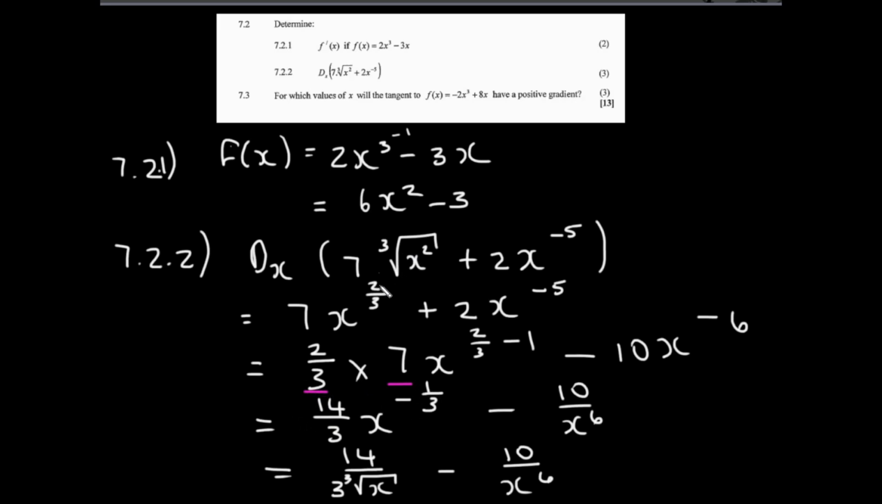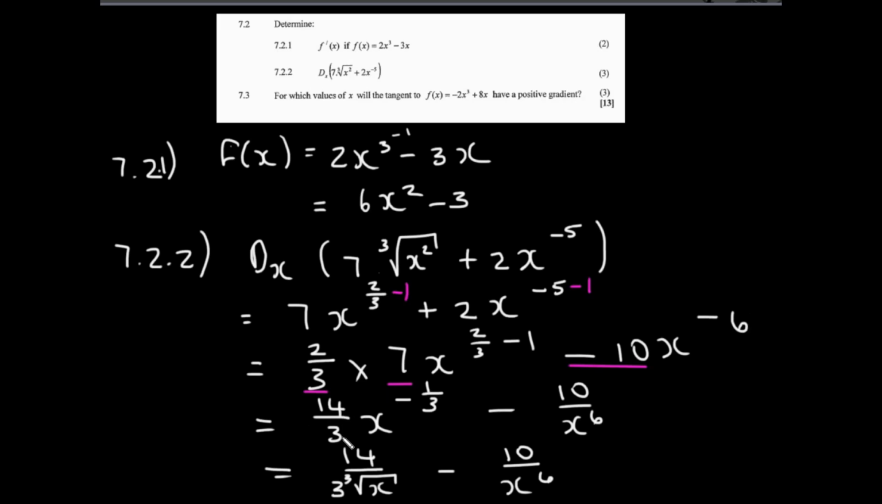And then what we need to do to the exponent is subtract 1. So we have 2 over 3 minus 1. And then we do the same thing here. Negative 5 times positive 2 gives us negative 10. And then we need to subtract 1, which gives us x to the power negative 6.